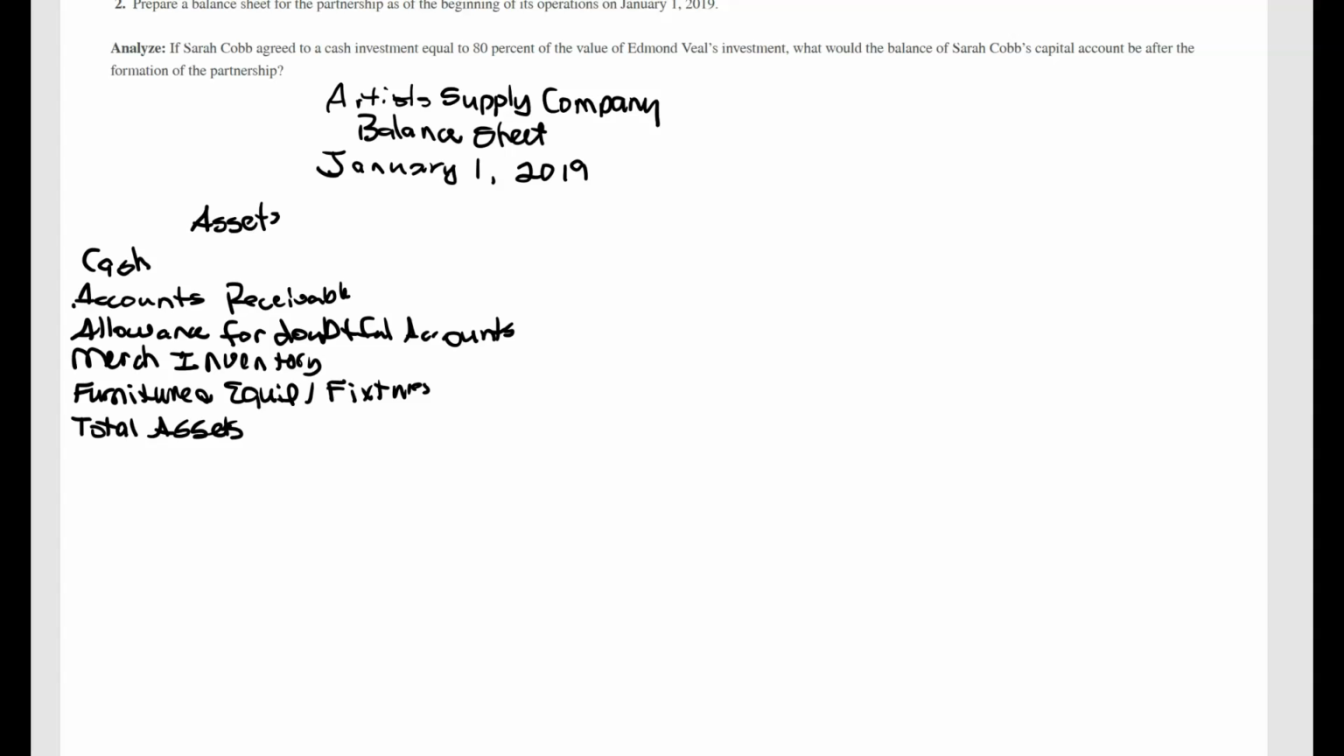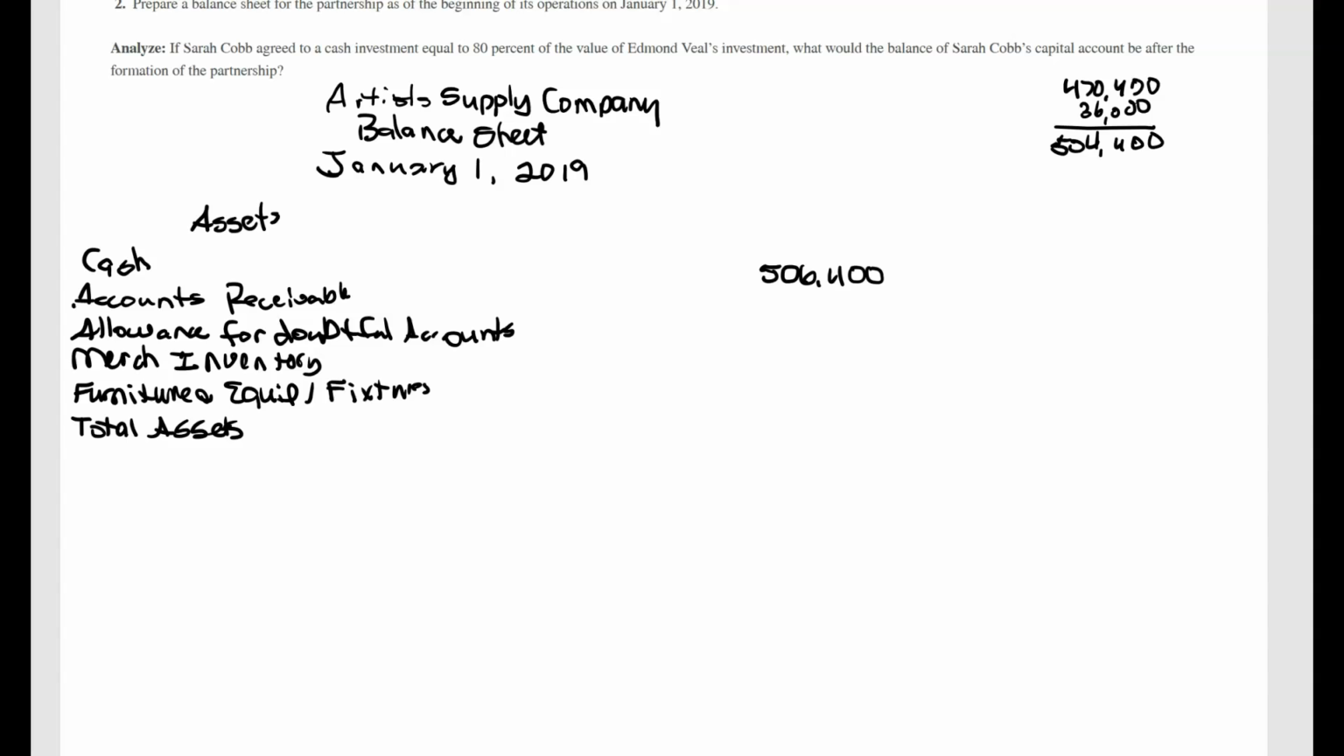Okay, our cash is, let me see if I can get this on the same row, $506,400. And that number comes from the amount that Sarah is investing in the company. She's investing, I'll put it over here, $470,400. And then the amount of cash that Edmund has is $36,000. If you add those together, that is where you get the $506,400.